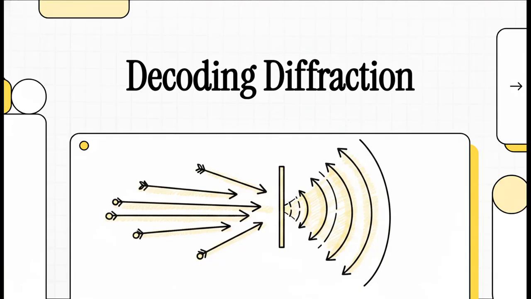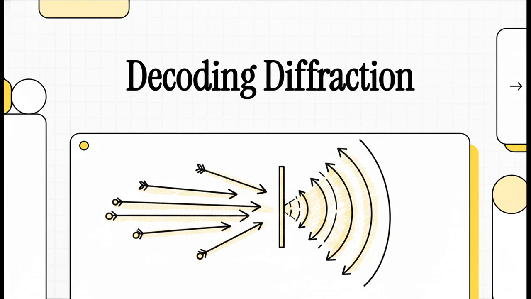Welcome to The Explainer. Today, we are going to decode one of the most fascinating and honestly beautifully visual phenomena in all of physics, the geometry of waves. Specifically, we'll be looking at diffraction, and we're going to do it through the legendary lens of Richard Feynman, pulling directly from Chapter 30 of his famous lectures.